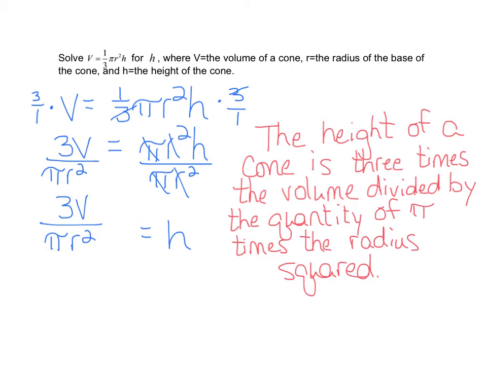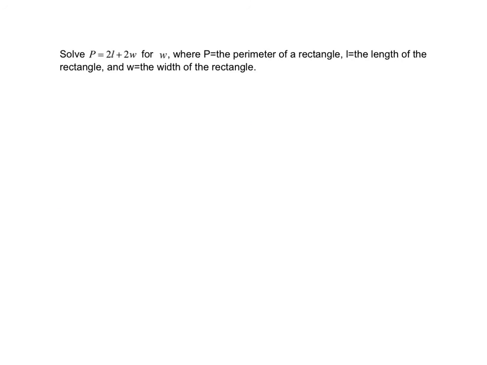All right, let's try another one. Now, at this point, if you want to pause the video, if you want to try this on your own and see how you do, you can. But since these are a little weird and a little new, I'm going to do these with you, okay? This says solve P equals 2L plus 2W for W. So we're trying to isolate W. P is the perimeter of a rectangle, L is its length, and W is its width, okay?